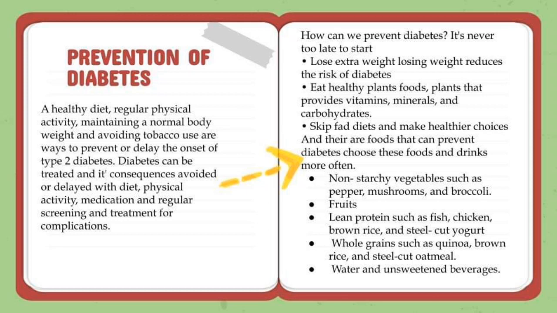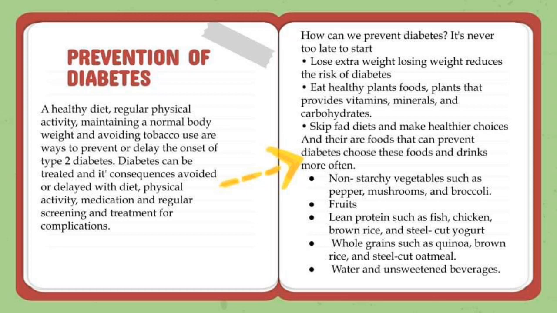Lose extra weight. Losing weight reduces the risk of diabetes. Eat healthy foods, plants that provide vitamins, minerals, and carbohydrates. Skip fad diets and make healthier choices, and there are foods that can prevent diabetes. Choose these foods and drinks more often.